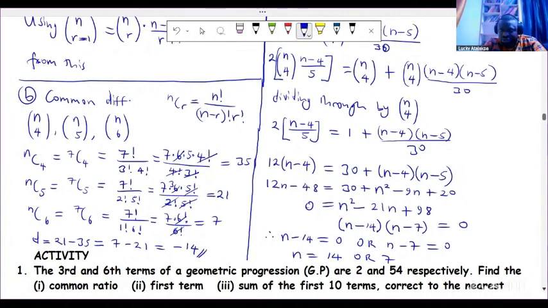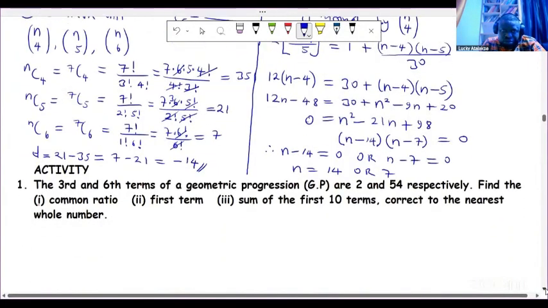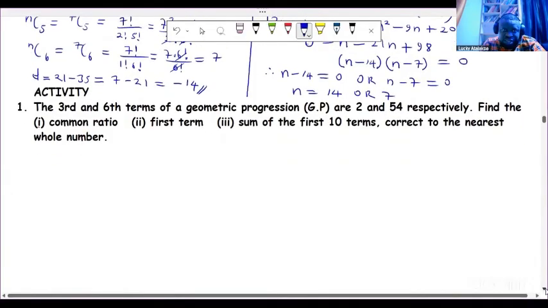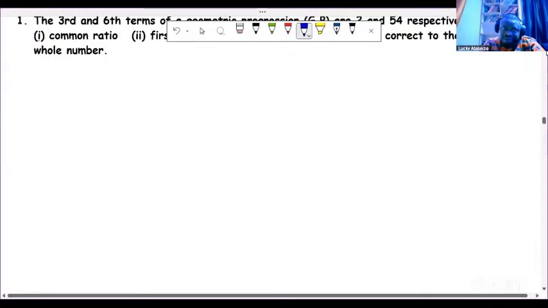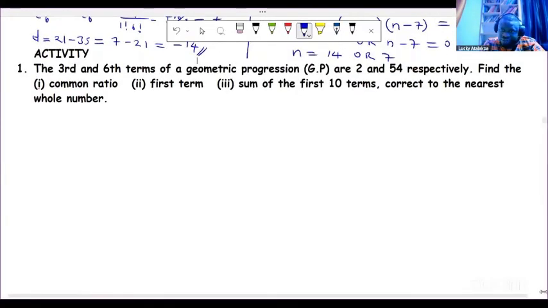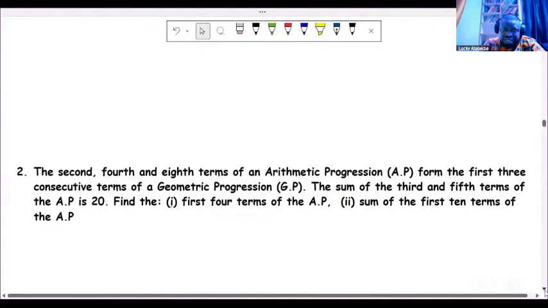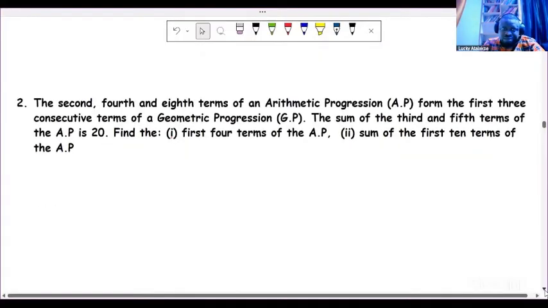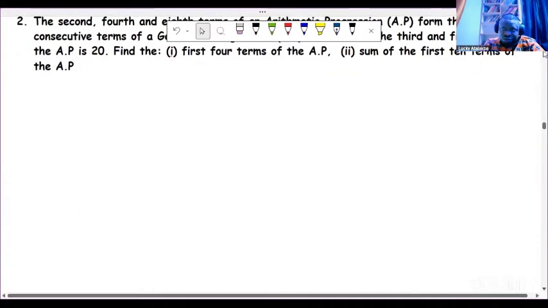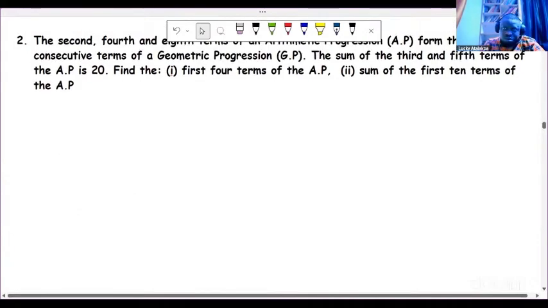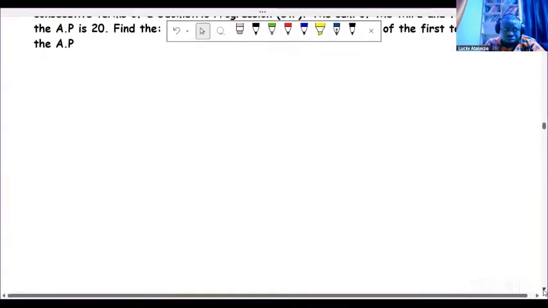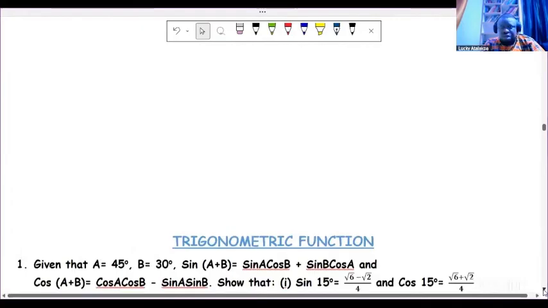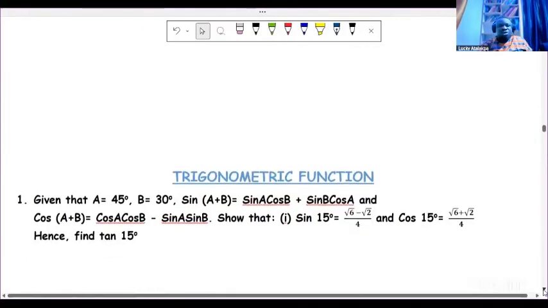All right. So you have an activity here to do: the third and the sixth term of a geometric progression. And the other activity, the second, fourth, and the eighth term of an AP. That's the question over there. In our next class, we'll start from trigonometric function.